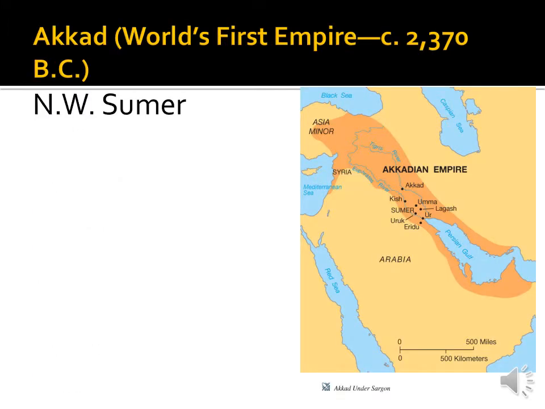Who were some of these newcomers? Well, one of them was the Akkadian Empire, Akkad. Akkad is considered to be the first empire. It emerged around 2370 BC, and it stretched from the Persian to the Mediterranean seas. It was located northwest of Sumer.